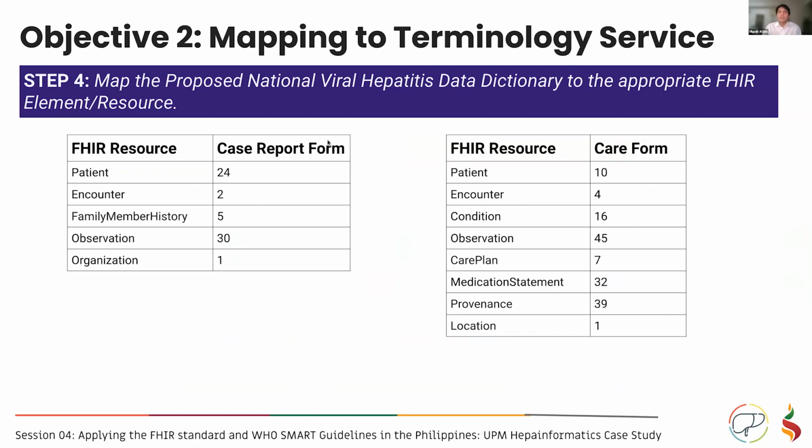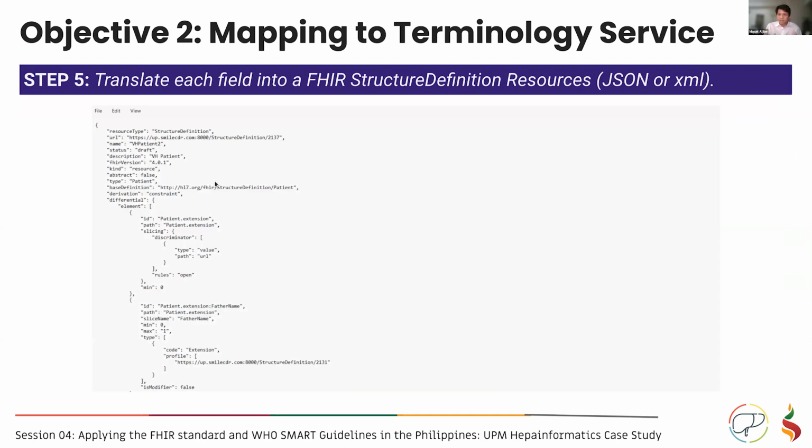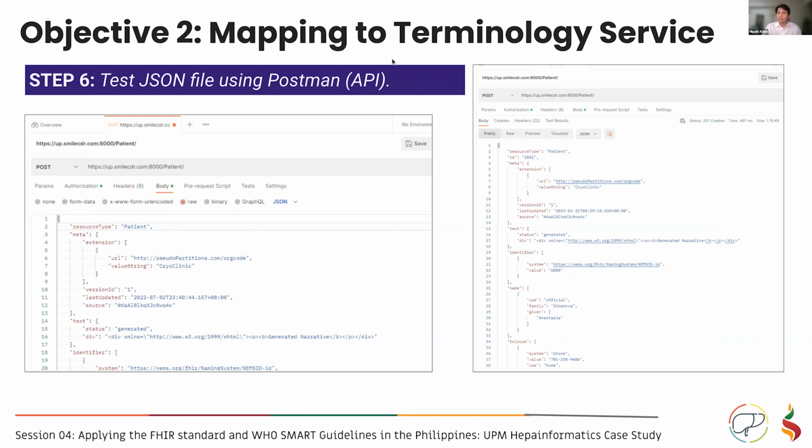The case report form focused on patient, encounter, family member history, observation, and organization resources. And the output here is a spreadsheet or Excel file. After the informatics people created this Excel file containing the FHIR mapping, we passed it on to our information technology specialist to create a FHIR structure definition resource in JSON or XML format. So from a spreadsheet, we now turn it into a JSON format. And once we have the JSON file, we tested it using Postman API.